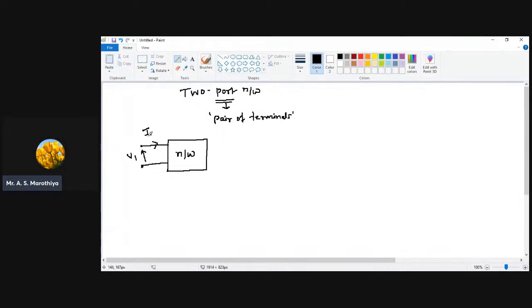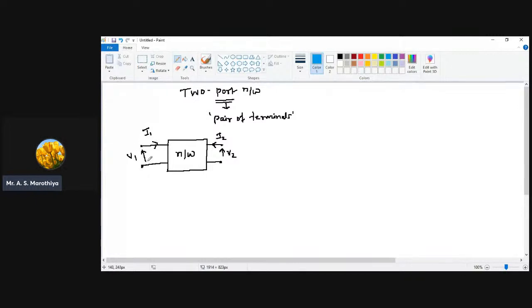This is very important. In the same way, here we have another pair of terminals which indicates one more port. Here we have a voltage of V2 and the current flowing through this particular terminal is I2. Now this is the general representation for a two-port network. Why is it called a two-port network? Because here we have two pairs of terminals simultaneously.